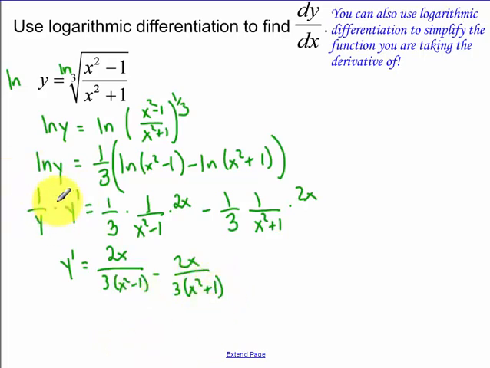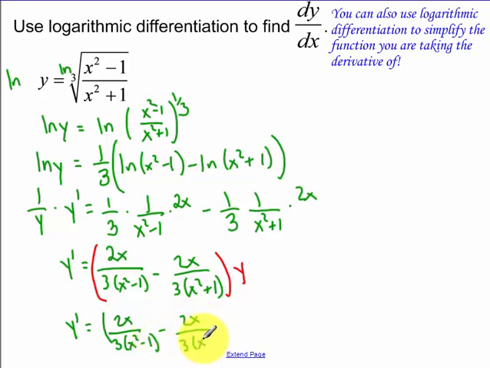Now I didn't forget about my y. Remember, we multiply both sides by that y. But now you have to plug in what that y equaled. And y was this crazy function, the cube root of my craziness. And there is your answer.